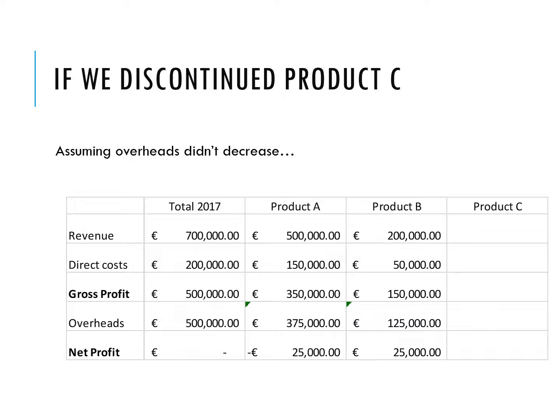So assuming my overheads didn't decrease, actually if I got rid of product C, I would have revenue 700,000, direct costs 200,000, gross profit 500,000, overheads 500,000. Actually now I'm not making a profit at all. So actually this wasn't a particularly good decision to discontinue product C. And we'll look at the reason why when we consider contribution.